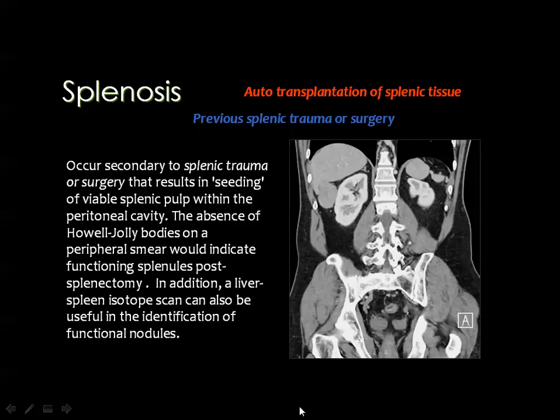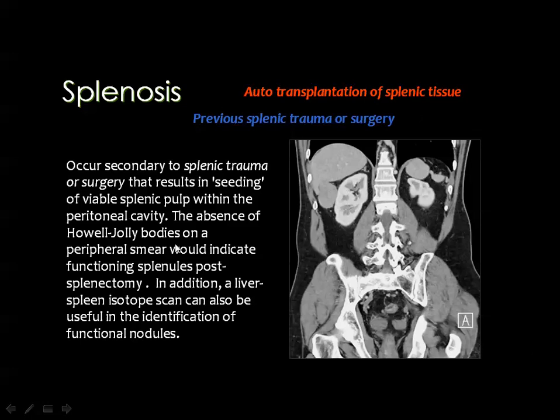Then the issue of splenosis is the presence of multiple small spleens scattered throughout the abdomen and the pelvis, and this may occur after splenic trauma or splenic surgery, with rupture of the spleen and dissemination of the splenic tissue into the abdomen, and this splenic tissue will grow by time to form small spleens.